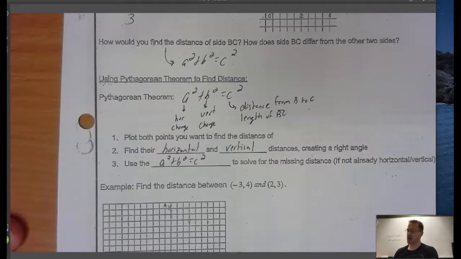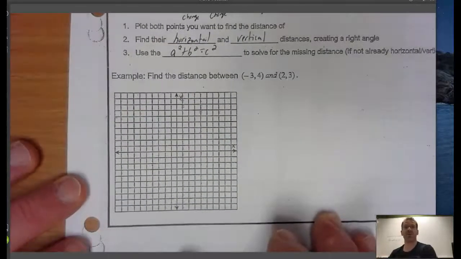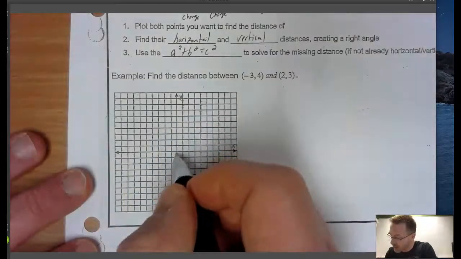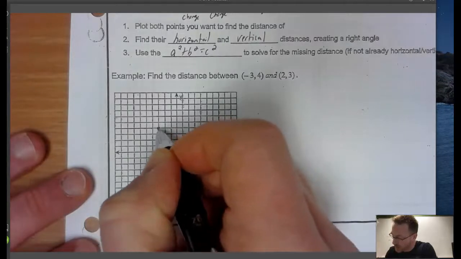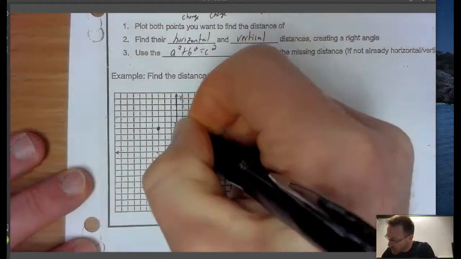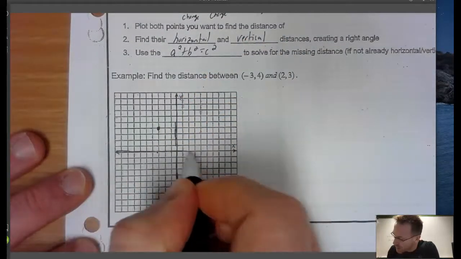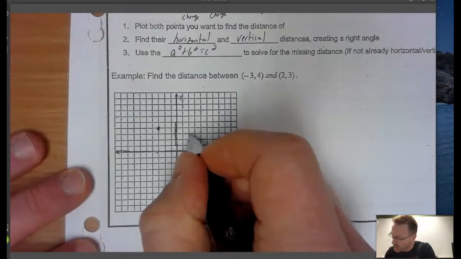All right, so let's look at our example here. We want to find the distance between negative 3, 4 and 2, 3. So negative 3, 4: 1, 2, 3, then 1, 2, 3, 4. So there's negative 3, 4. Once again, this is not a great graph here. I'm just going to darken in our axes, so there's the vertical, there's the horizontal, and then 2, 3: 1, 2, then 1, 2, 3.